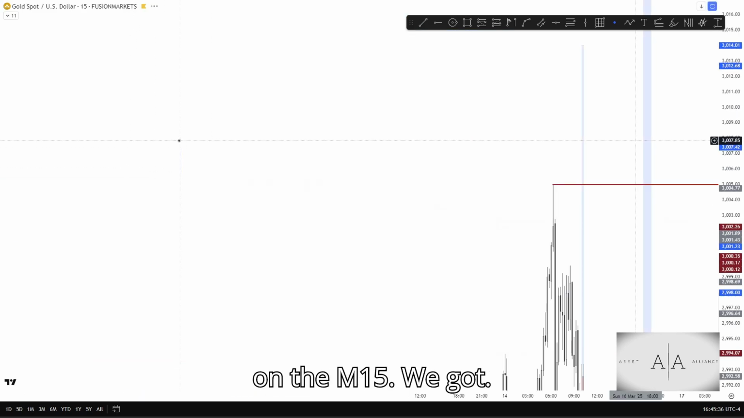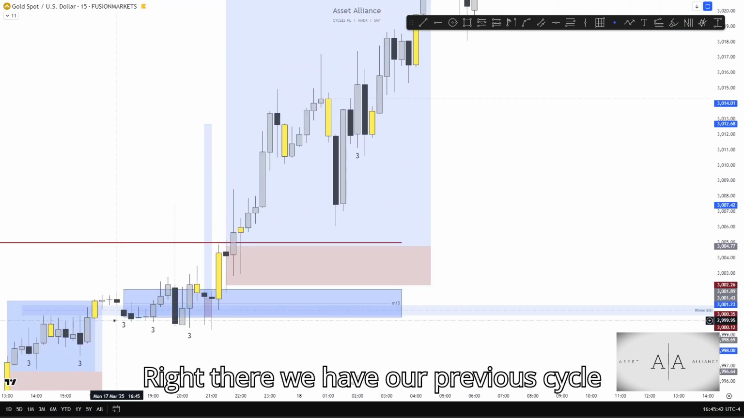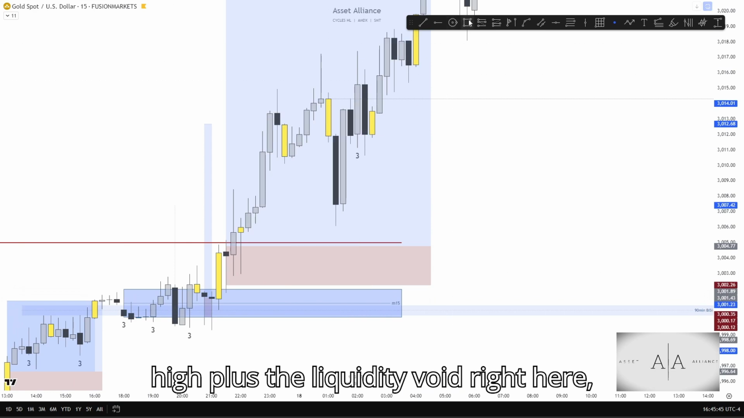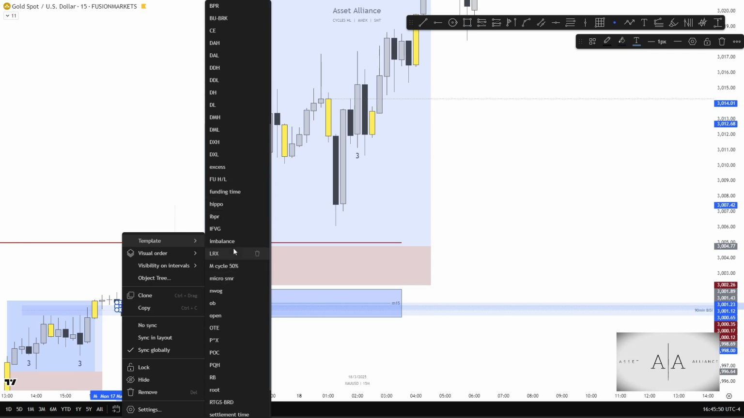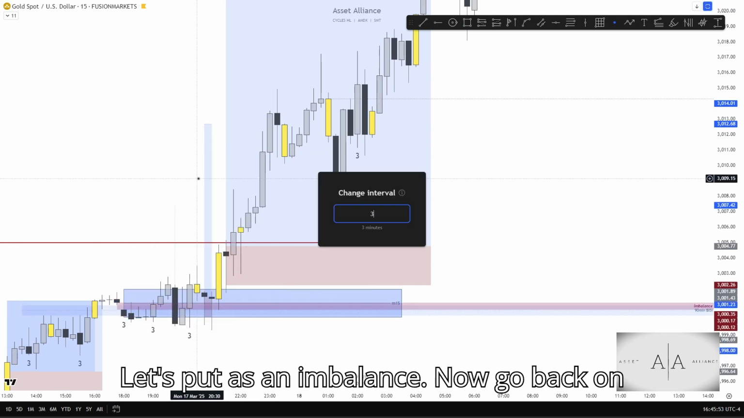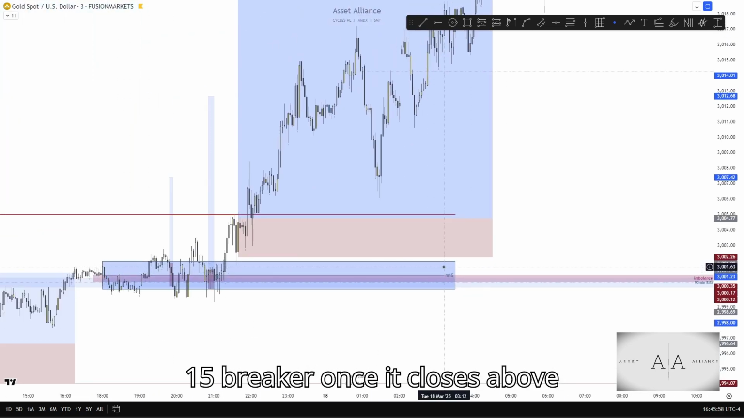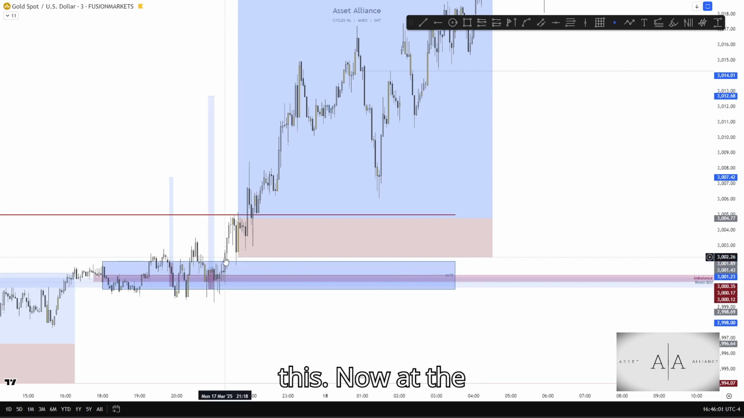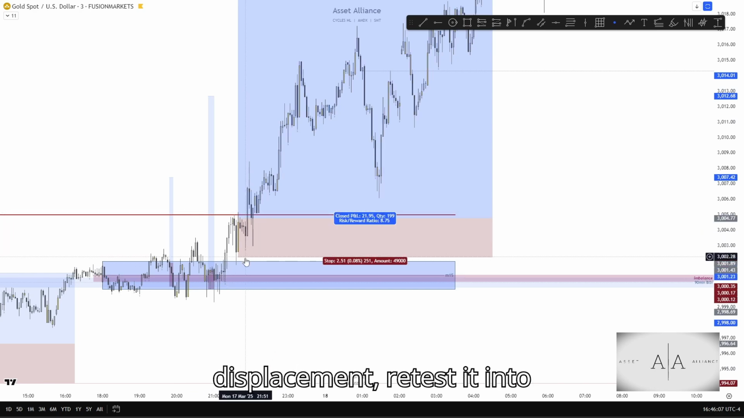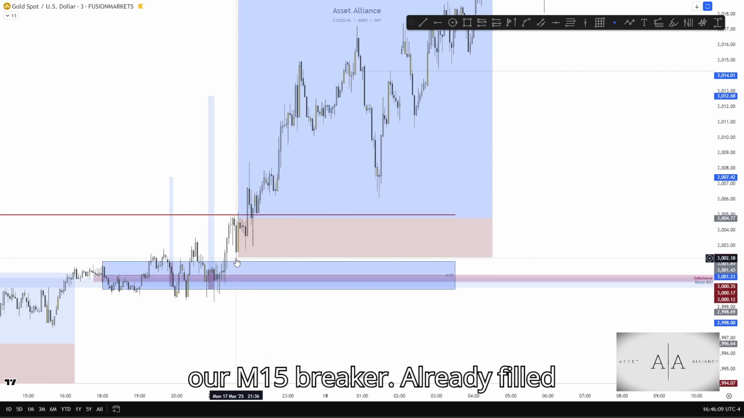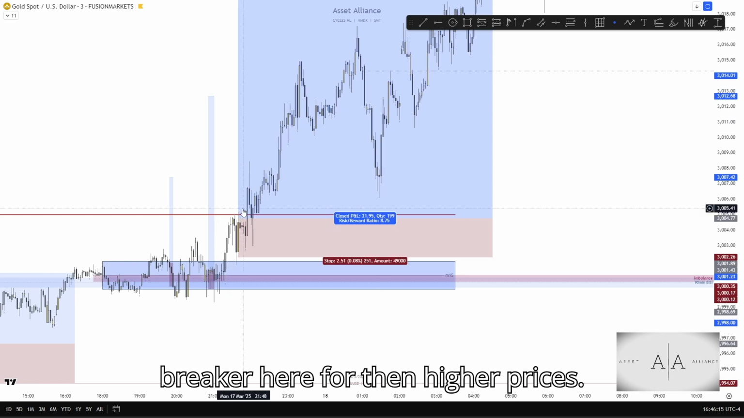Now if we go on the M15, right there we have our previous cycle high plus the liquidity void right here. This would be our 15-minute liquidity void. Let's put it as an imbalance. Now go back on the 3-minute. We have the liquidity void plus the M15 breaker once it closes above this. Now the price gave out a little bit of a displacement, retested into our M15 breaker, already filled up the liquidity void, retested into this breaker here for then higher prices.